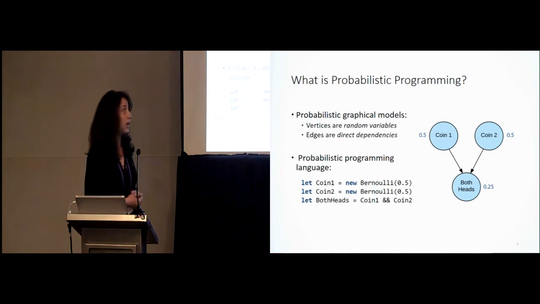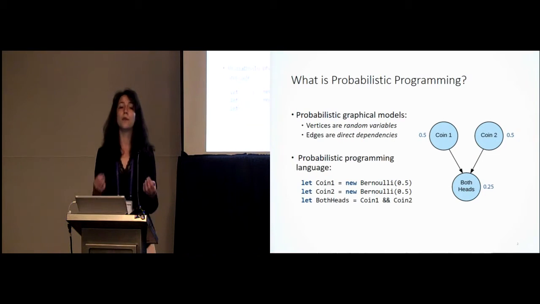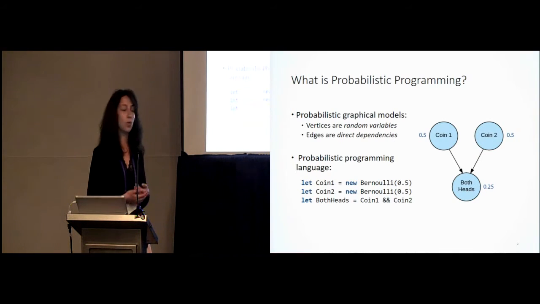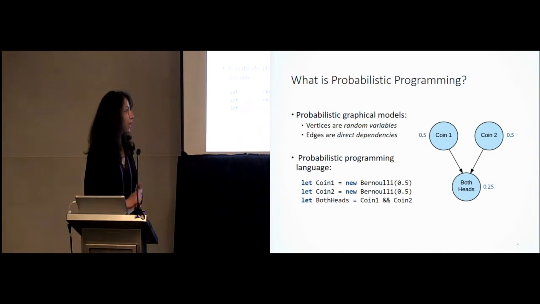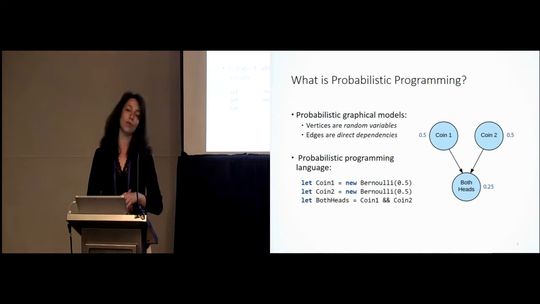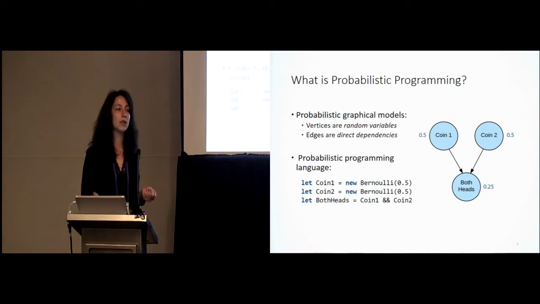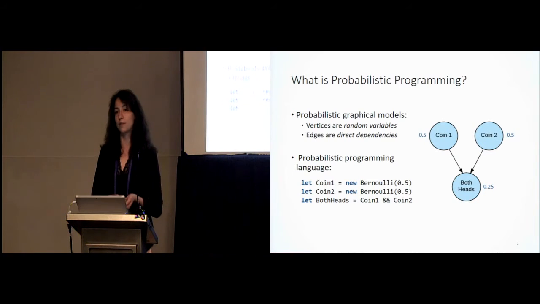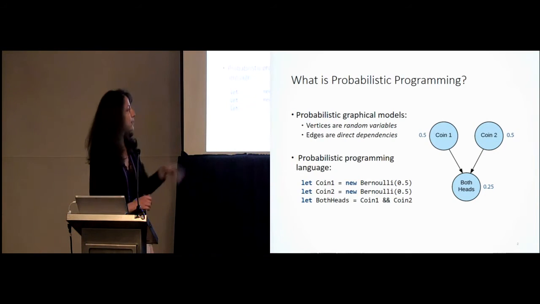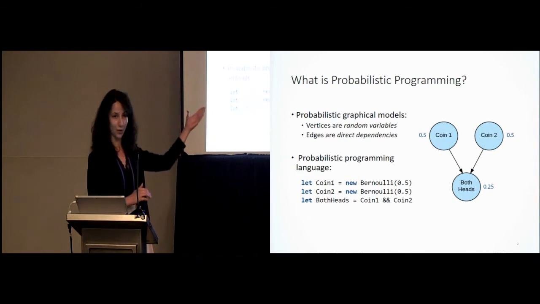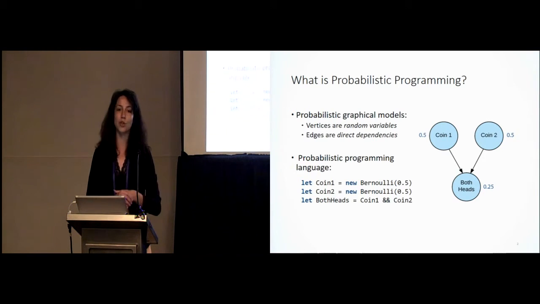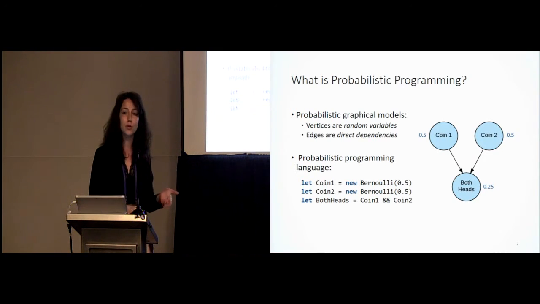So, for example, suppose we're flipping two coins once, each one of them, and each one of them has a probability 50% of being heads. So these are the coin 1 and coin 2 nodes over there. Suppose also we are interested in the question, did both of the coin flips result in heads? That's the other random variable or node in the graph, both heads, which has a probability of being true only 0.25.